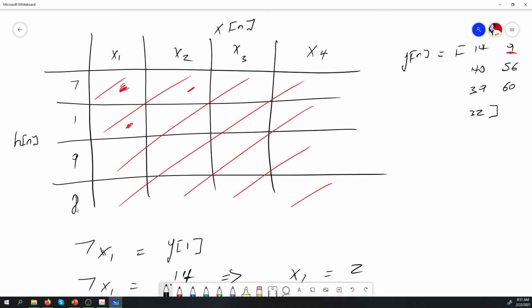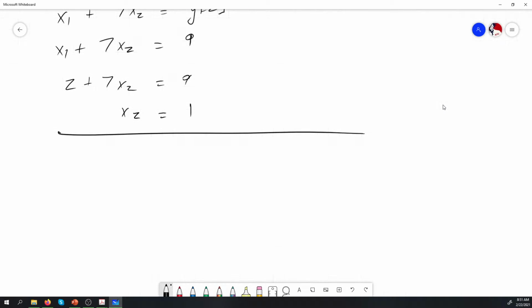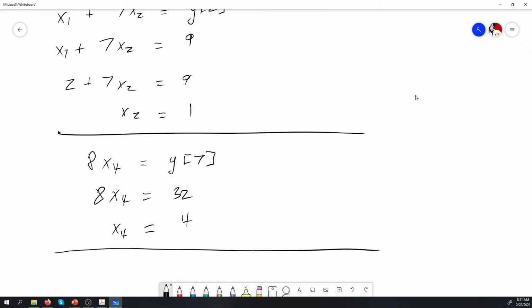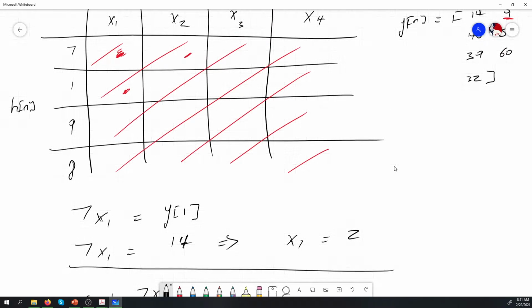So this here is going to be 8x of 4 here. It's going to give us 32. 8x of 4 here equal to y of 7. 8 of 4 is equal to 32. X of 4 here will be equal to 4. And then that takes care of this anti-diagonal.